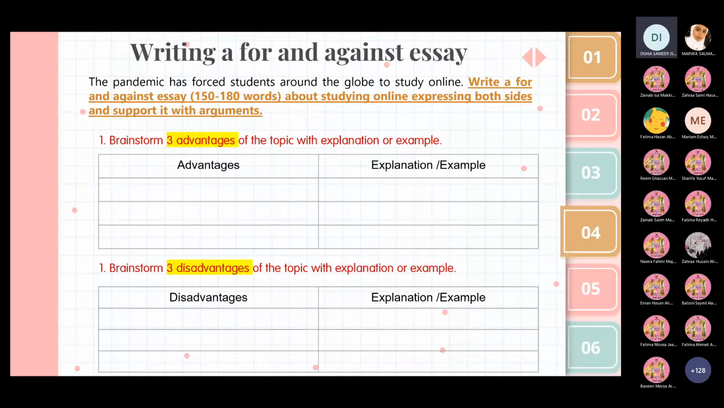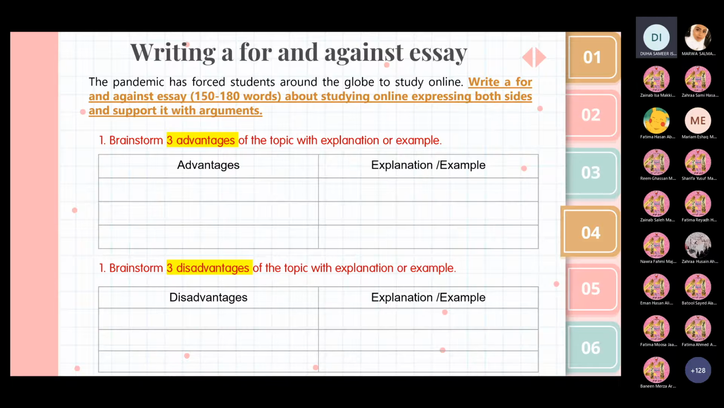Okay, before we move on to the next writing, let me test you very quickly. Also, I need you to write in the chat. How many points do we need to write for the advantages and the disadvantages? In the chat, very quick. 3, excellent. 3 points, 3 advantages, 3 disadvantages, excellent.